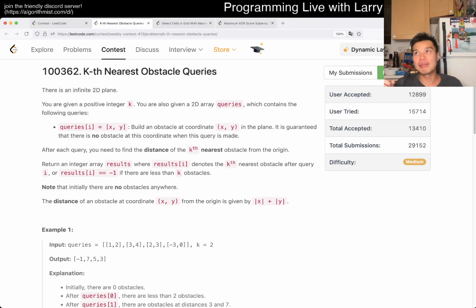nearest. So that means you want to keep track of the k smallest numbers, and that's basically the idea. And to keep track of the k smallest numbers on a running basis, you want a max heap, because you want to get rid of numbers bigger than your k smallest number.